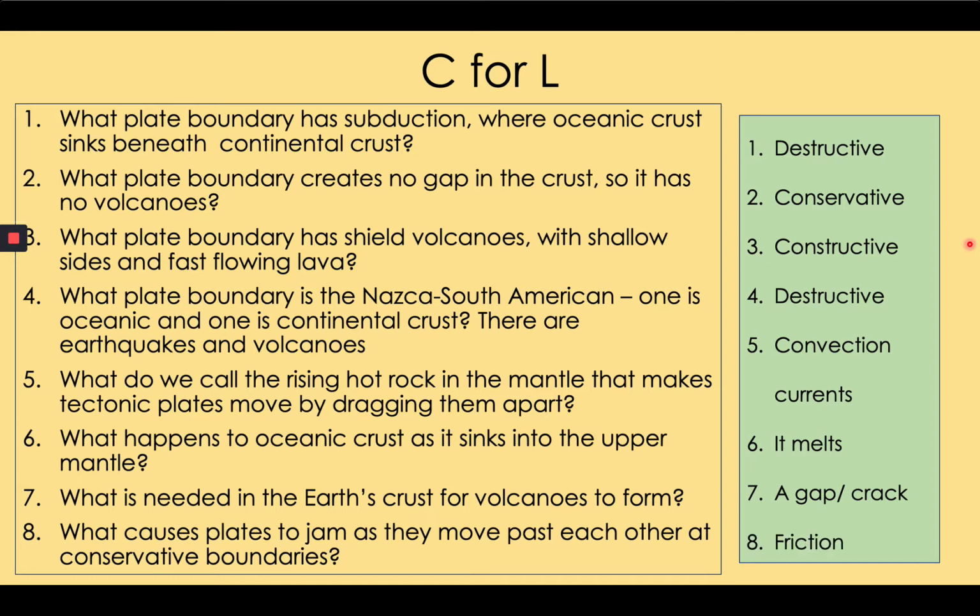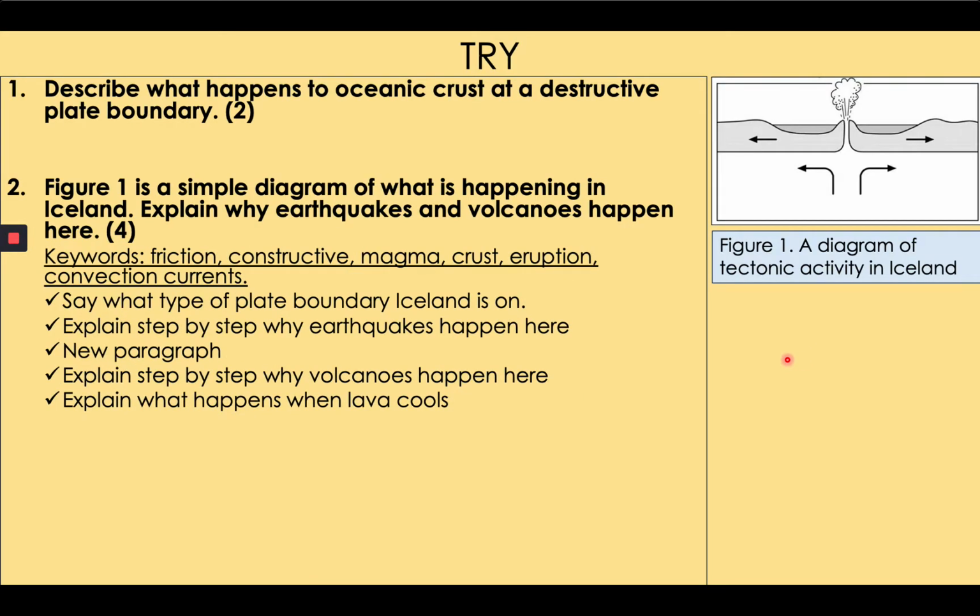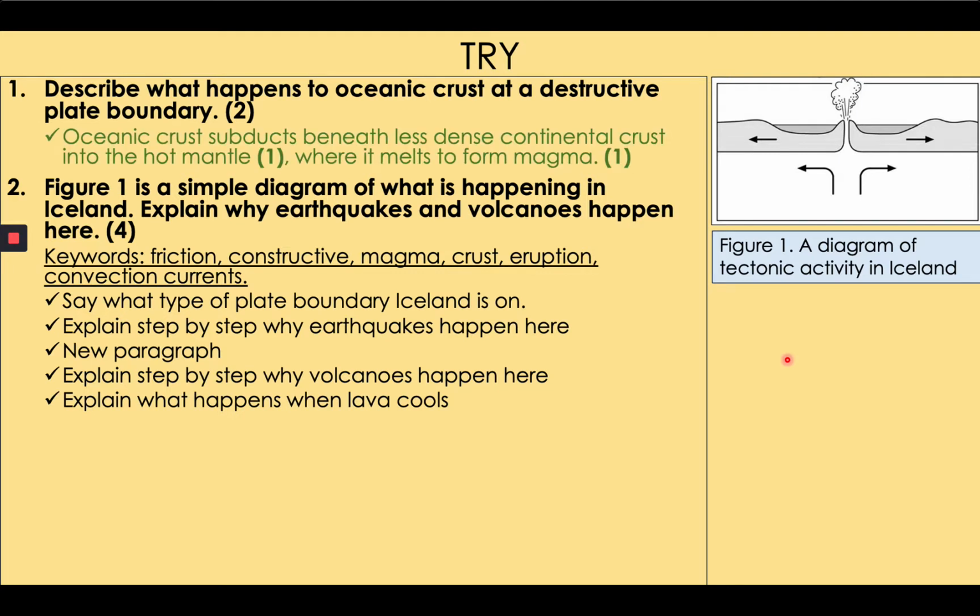If you got 6 or more, you really understood this. Time to embed the learning. I'm going to show you a couple of questions using a picture. Answer the questions using the understanding you've gained this lesson, and then mark your answers. So number 1, what happens to oceanic crust at a destructive plate boundary? You need both of these points. Number 2, describe how earthquakes and volcanoes happen here. Make sure you use all these keywords and complete these parts.